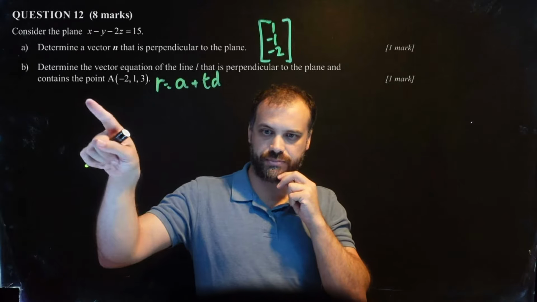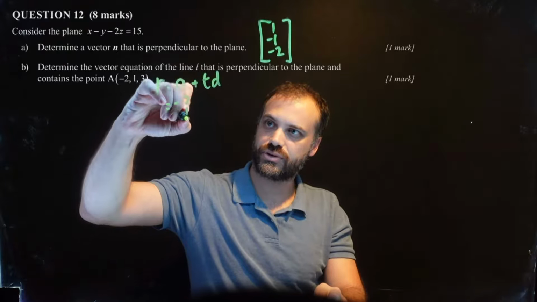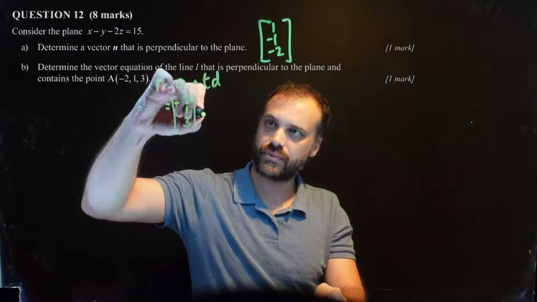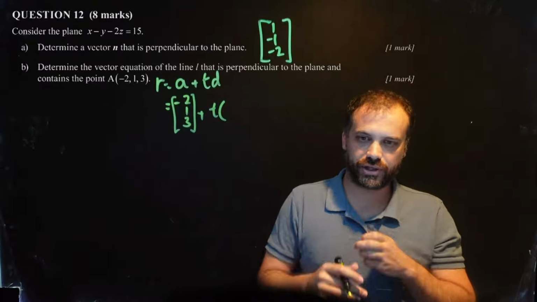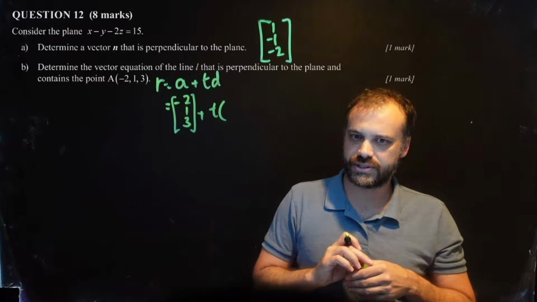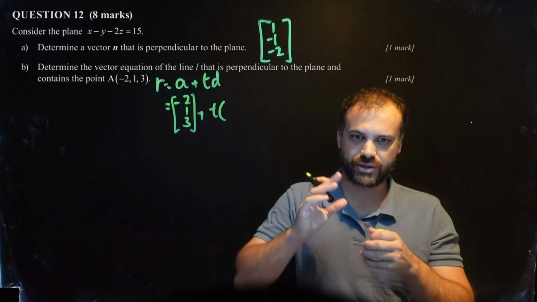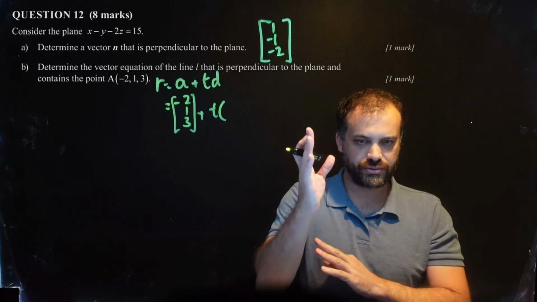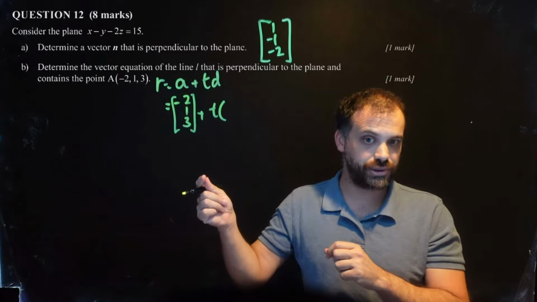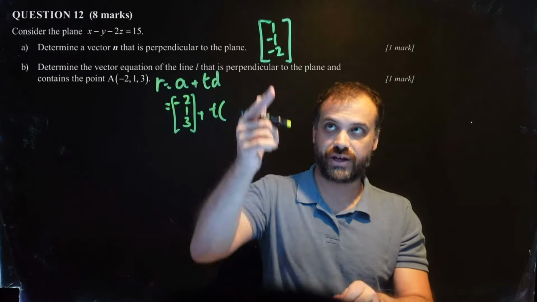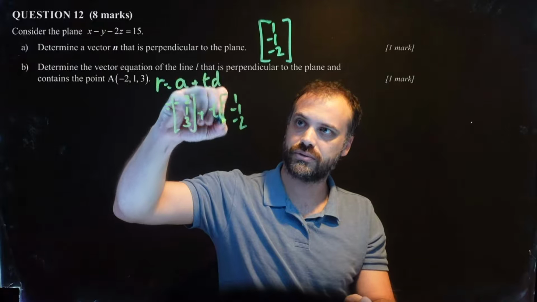Now, it contains the point negative 2, 1, 3. So I have that, negative 2, 1, 3. And then T, or lambda, whatever you like, you can use either. T, and then the direction that is perpendicular to the plane. So what direction is it moving in? Well, it's moving in the direction that is the same as the vector that is normal to the plane. And we literally just found that. 1, negative 1, negative 2.